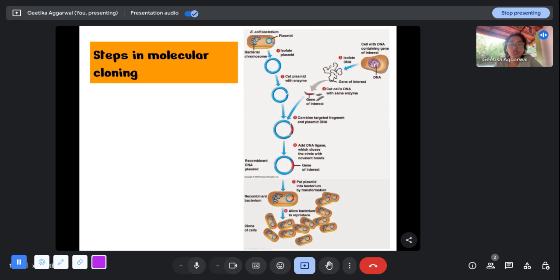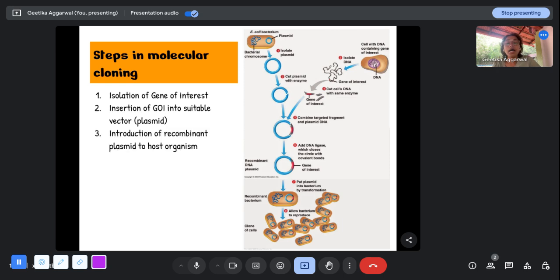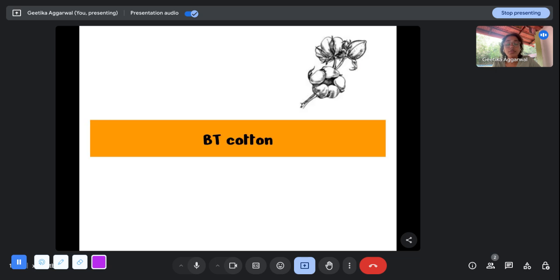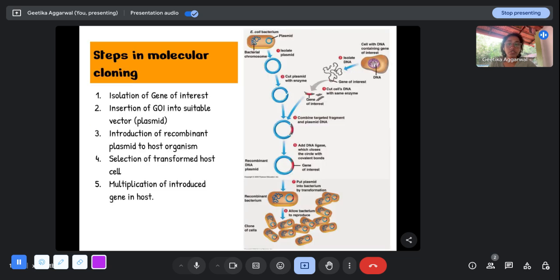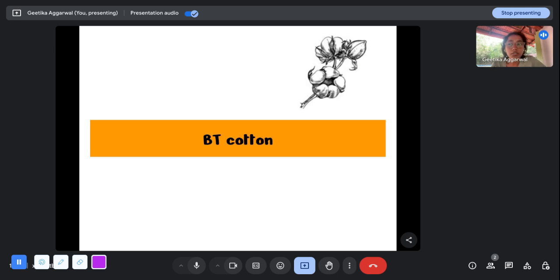As we discussed, plasmid is extracellular DNA. This also you isolate from the bacterial cell and you cut the plasmid with the same enzyme, and then both of them will ligate because they'll have complementary sticky ends. And then now you have a recombinant plasmid, and from the recombinant plasmid you'll then transform it into a bacterium, and then these bacteria will be allowed to reproduce and multiply, and then you'll have multiple copies of the recombinant DNA. Isolate the gene of interest, insert the gene of interest into a suitable plasmid, introduce the recombinant plasmid into the host organism, select the transformed host cell, and you multiply the introduced gene from the host cell. So, this was all about molecular cloning.